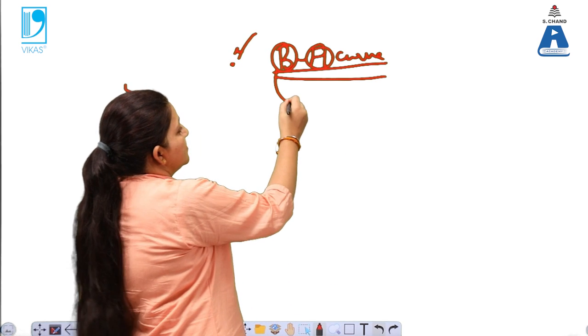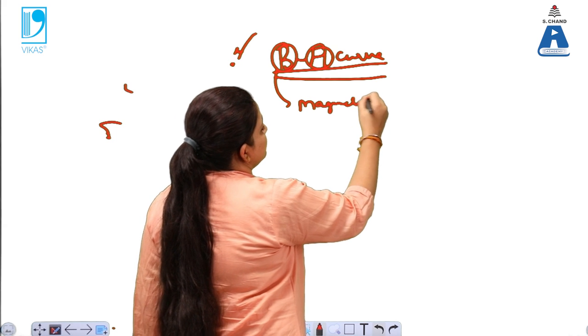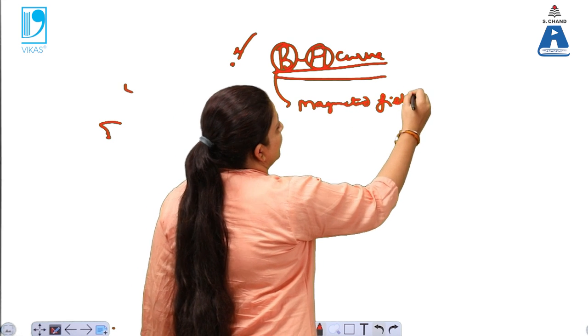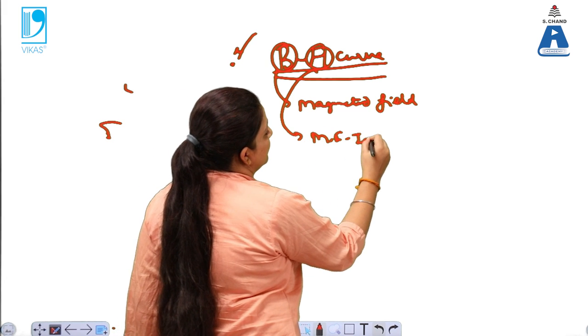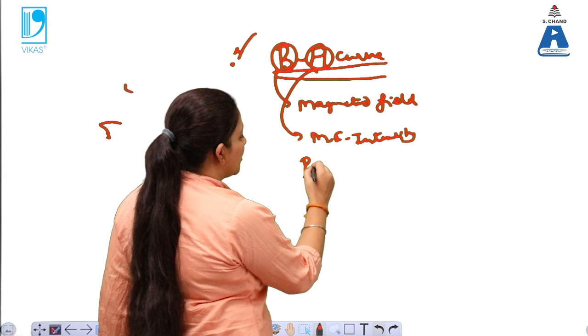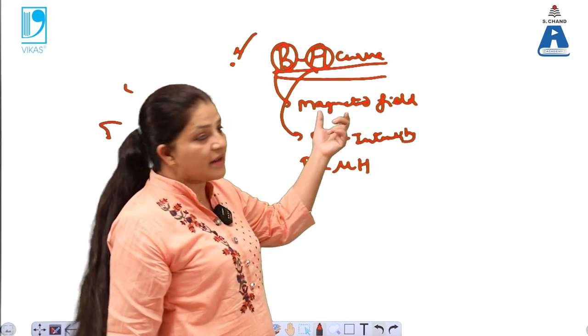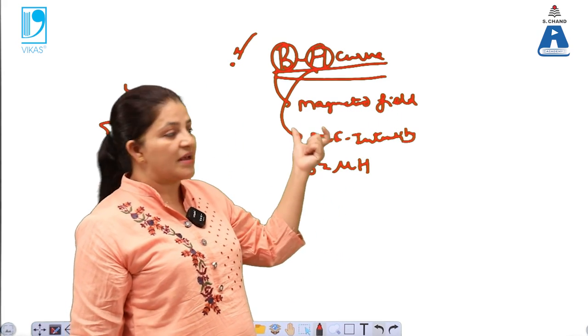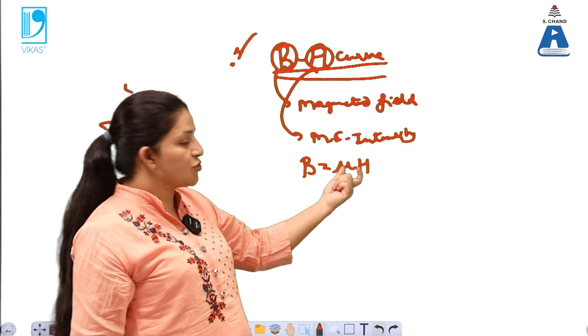B is known as magnetic field strength. And H is the magnetic field intensity. And B is equal to mu into H. What is B here? That is the magnetic field strength. What is H here? H is the magnetic field intensity. And B is equal to mu into H.